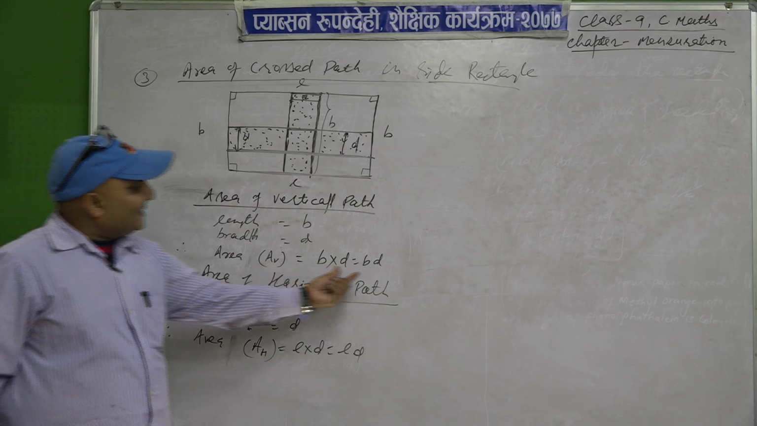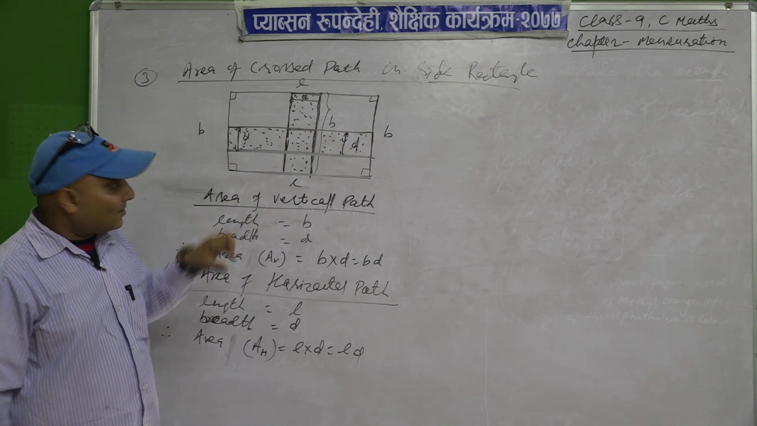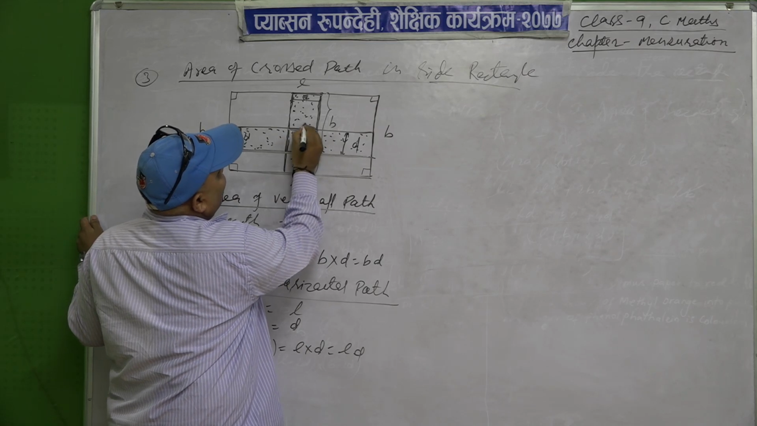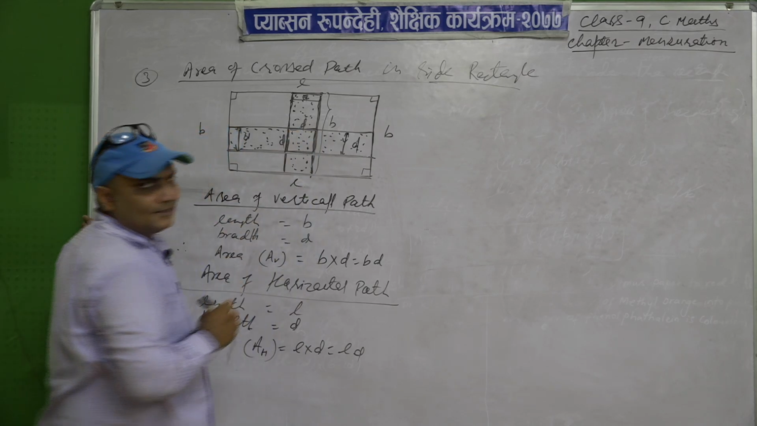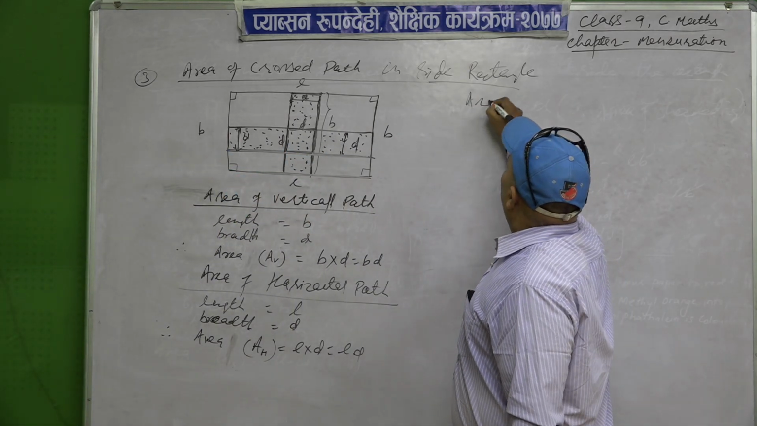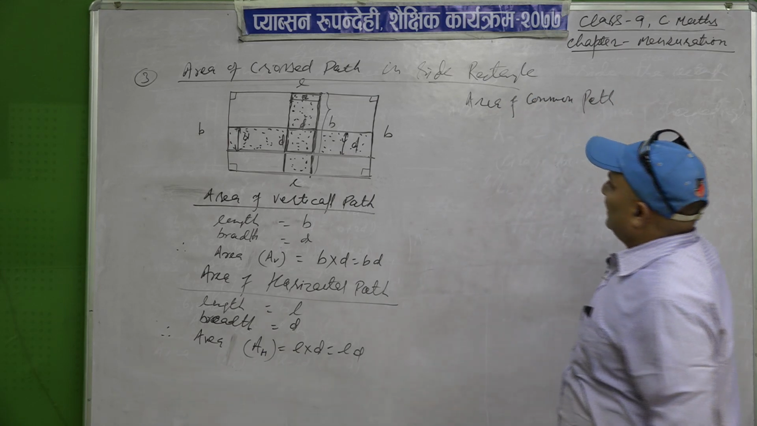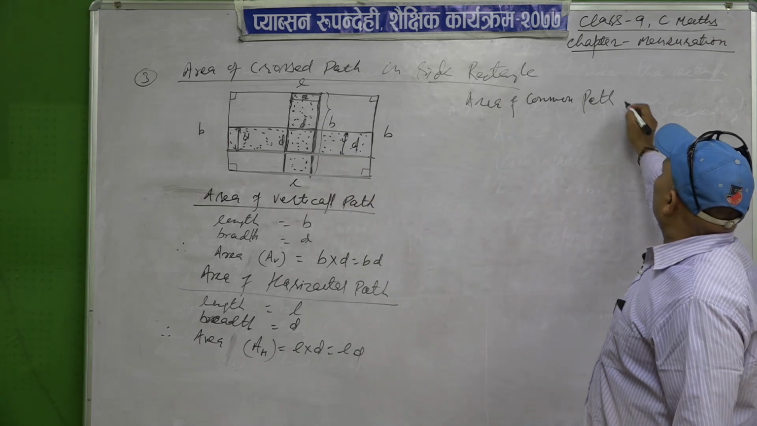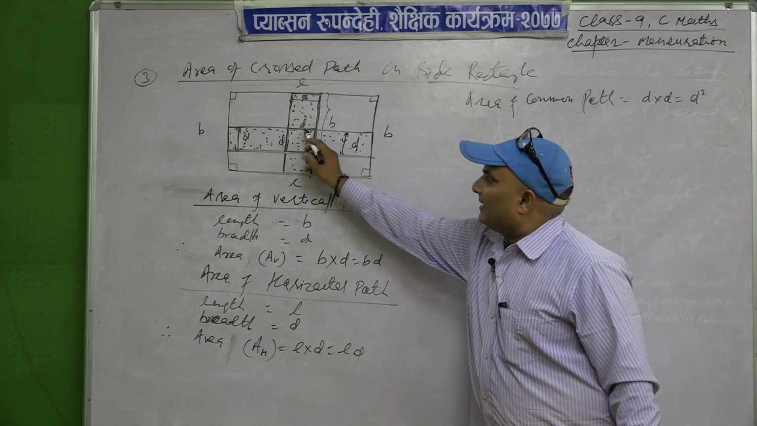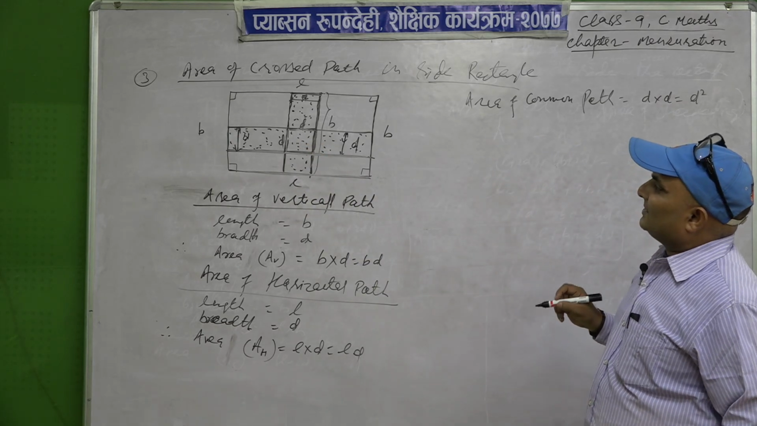So we have BD as the area of the vertical path and LD as the area of the horizontal path. Again we have to find the area of the common region. The length of the common region is D, and the breadth of the common region is also D. So the area of the common path, or this region, is D into D, that is D square.